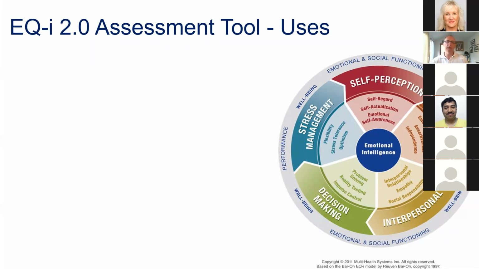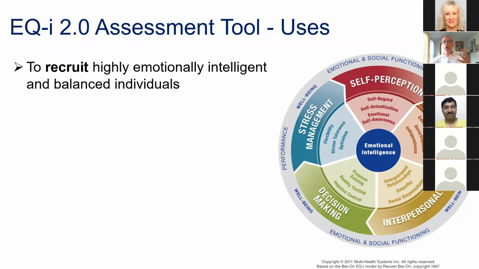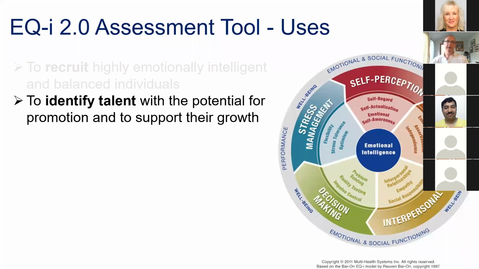Some other top information that links with this is it's used as a recruitment process as well. Not on its own, it can't sit individually, but it can sit alongside other methodologies for recruitment. It recruits highly emotionally intelligent and balanced individuals. Notice the term balanced. It's not just about having a high EQ, it's also about having a balanced EQ. And I'm noticing I'm interchanging EQ and EI. It also identifies talent within your organization with the potential for promotion and to support their growth, especially if you've got maybe a high performance team within your organization.